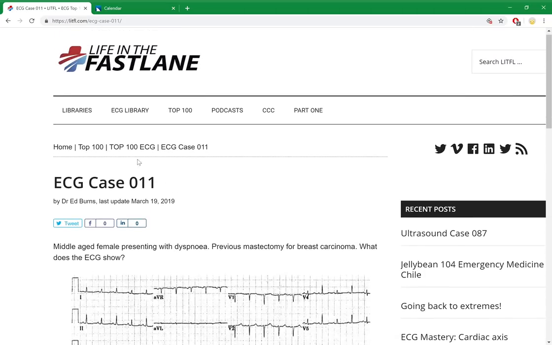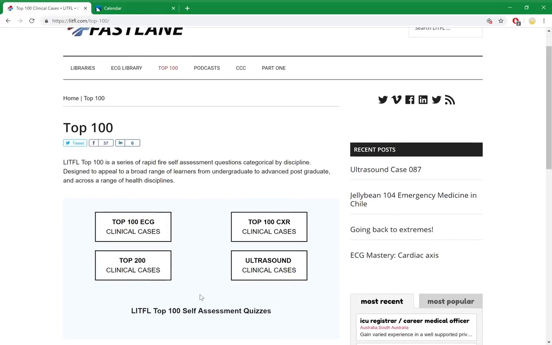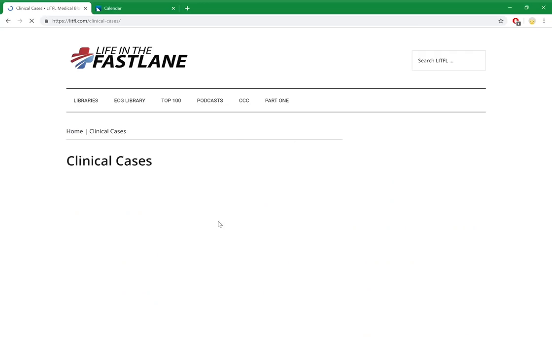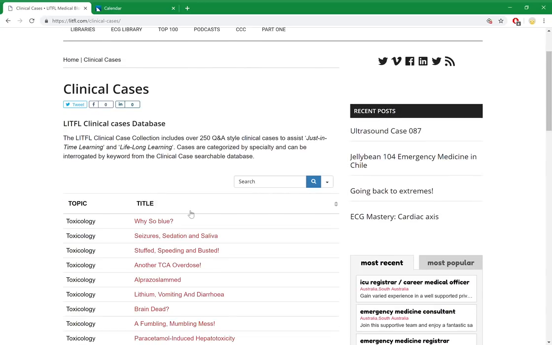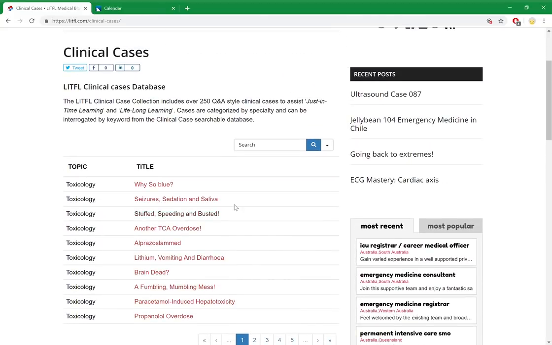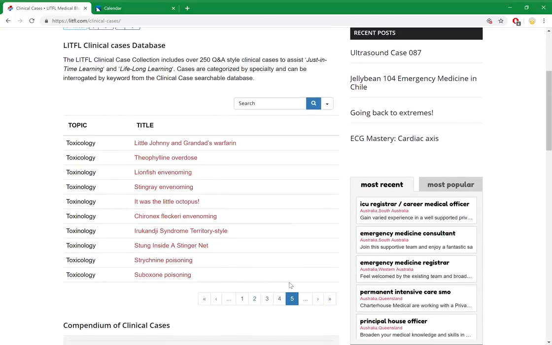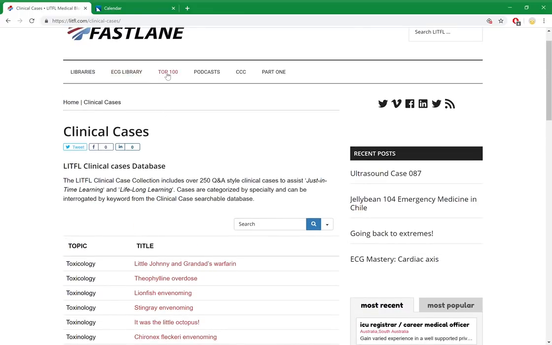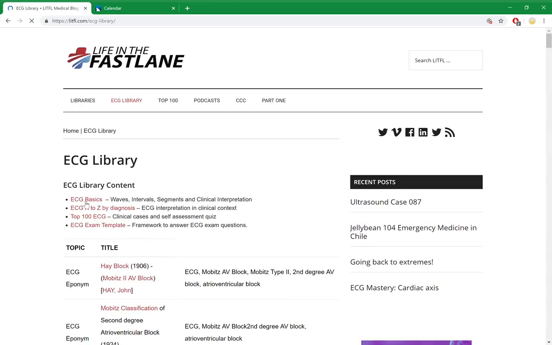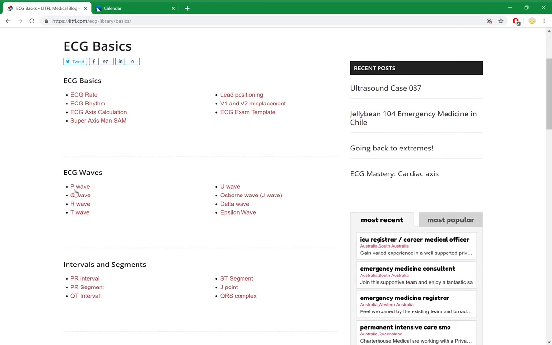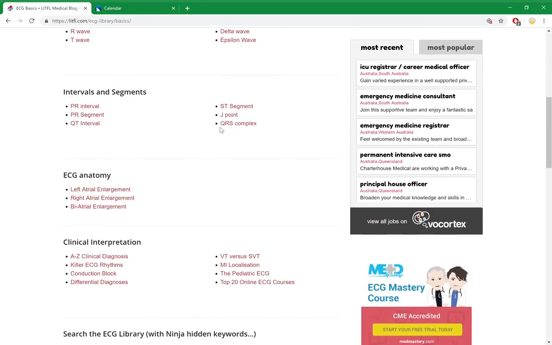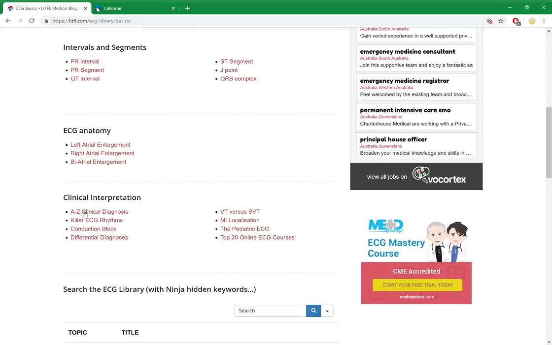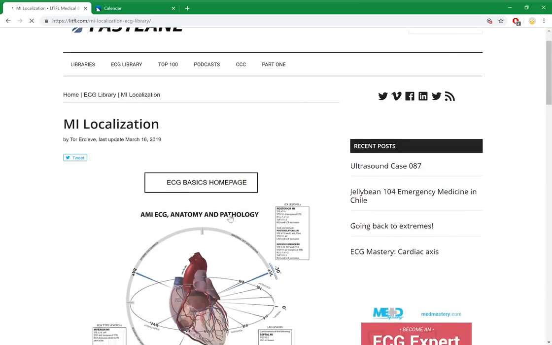There's about 100 of these, I believe. If you go to Top 100, you can do those. Now there's also clinical cases, which are amazing. They not only do EKGs, but they can also do toxicology, and they correlate everything together. Looks like these are all tox cases, but they're on here as well. And then don't forget to go to the EKG library and work through all the ECG basics. They're really amazing at breaking down everything, from each of the different waves to the different segments, how to calculate the axis, which I've already gone into. And here's some more clinical things. We have MI localization. It's just a really great website.